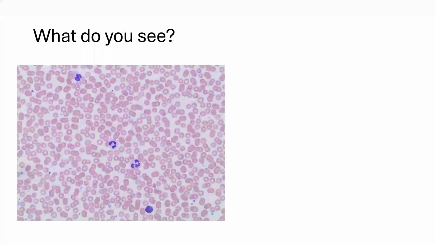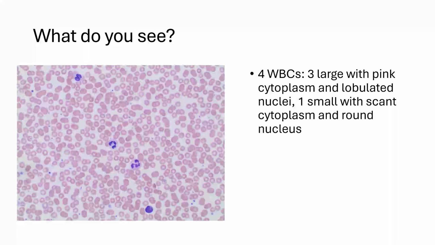What do you see in this picture? You see red blood cells, platelets, and white blood cells. The white blood cells that we see, you probably quickly identified as neutrophils and a lymphocyte. However, how can we describe them in further detail? We see four white blood cells. Three, the neutrophils, are large with pink cytoplasm and lobulated nuclei. The lymphocyte is a smaller cell with scant cytoplasm and a round nucleus. Your eye recognizes this without even thinking about it.